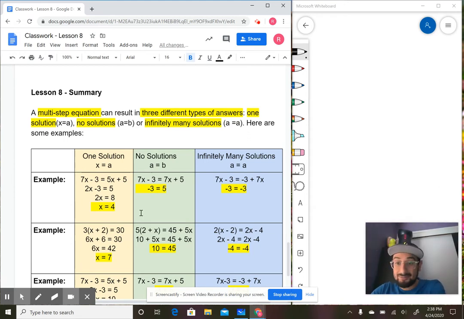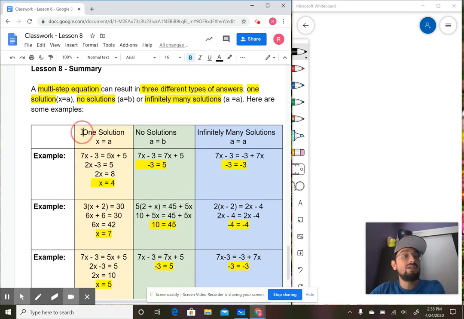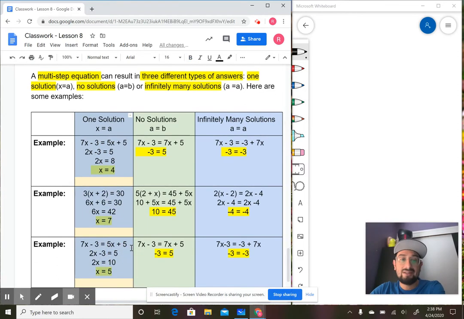Here are some examples. So you can see in all of these problems, you can isolate the variable. You can solve for x. For these no solution problems, a equals b, they're not equivalent statements. -5 does not equal 5, 10 does not equal 45, and -3 does not equal 5. And for infinitely many solution problems, you're going to have the same value on both sides: -3 equals -3, -4 equals -4, and -3 equals -3.